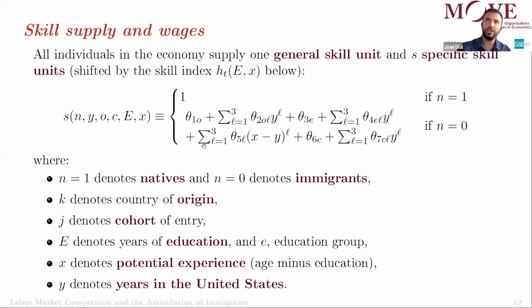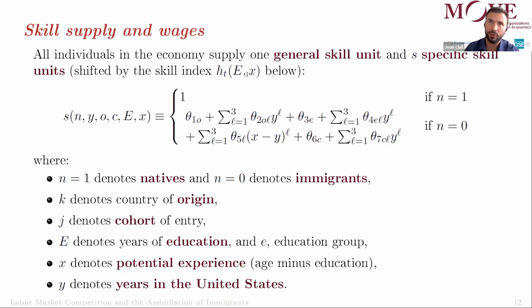So the way in which immigrants accumulate specific skill is given by this production function here, this function S. I didn't say that both general and specific skills are all shifted by some index of general skills, this H of EX, which I'm going to show you in the next slide. This S is equal to 1 for natives, and it's equal to a number that's typically smaller than 1 for immigrants.